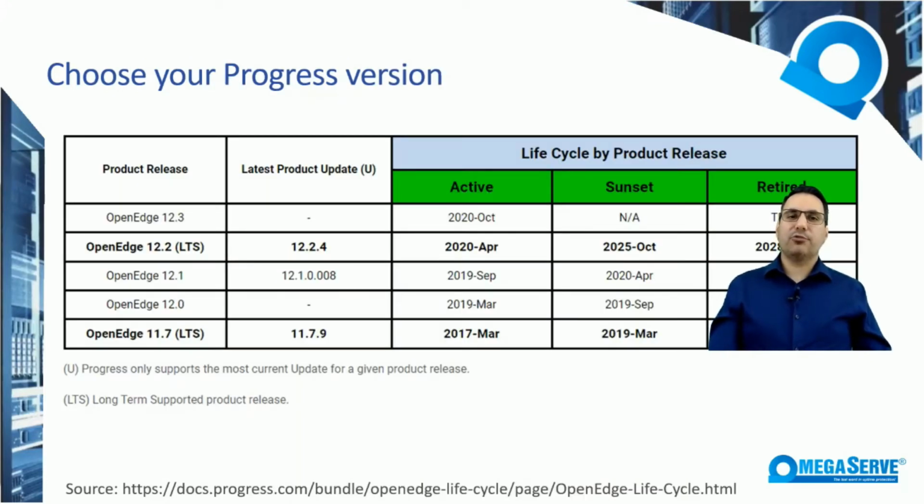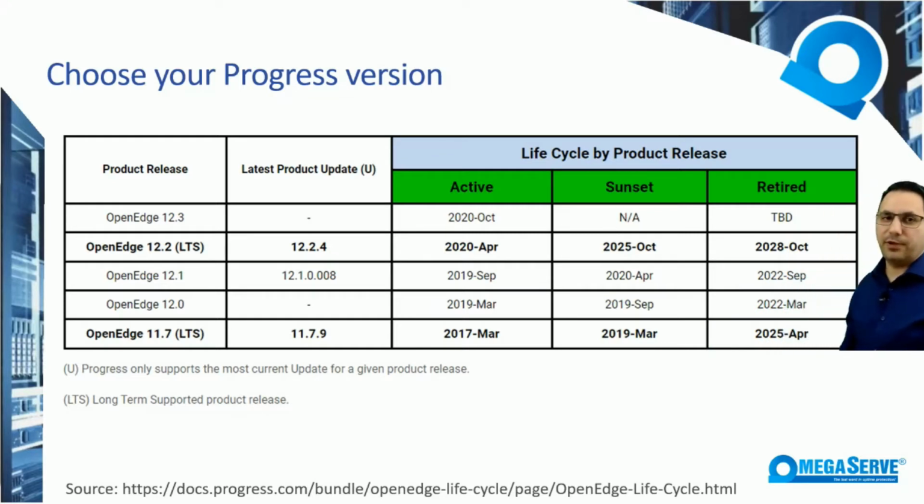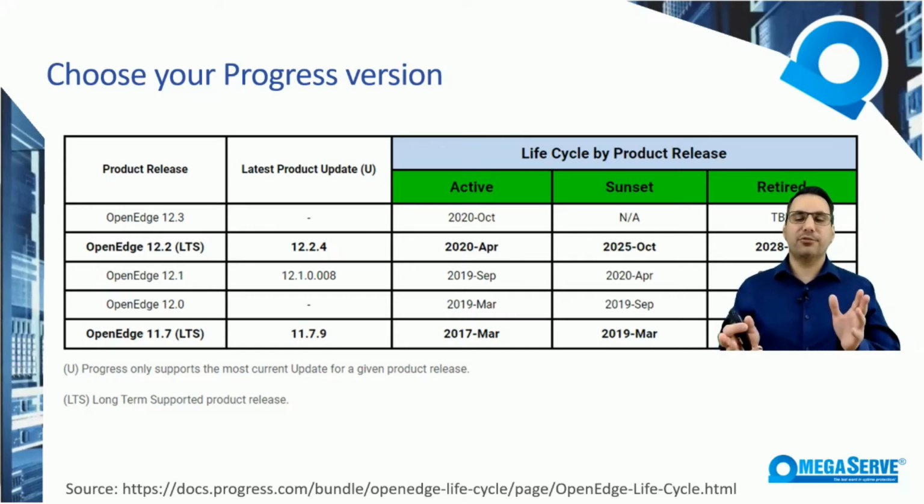You also want to make sure you check your Progress version. So as you're upgrading, you want to make sure you choose a long-term supported Progress version. You don't want to be starting an upgrade, and then by the time you get to that upgrade or that migration, you realize that, hey, that version is going to get decommissioned.